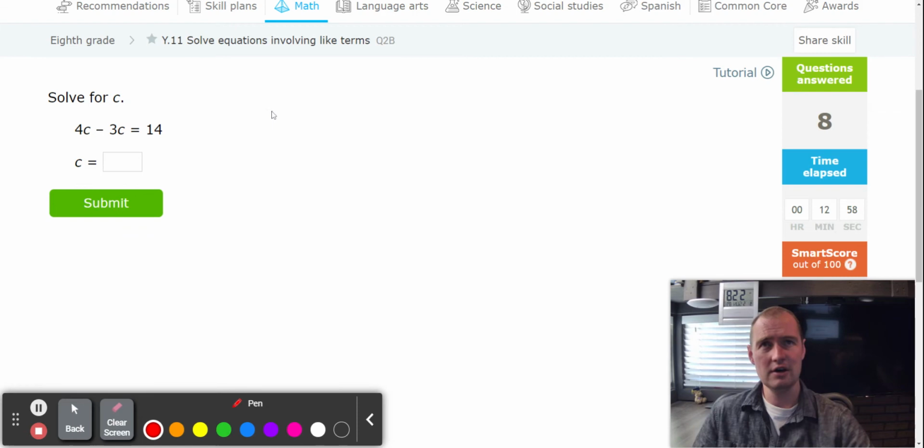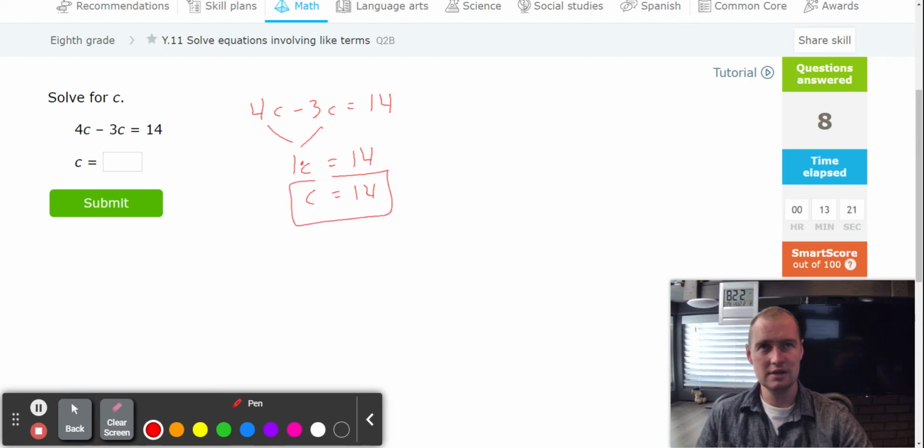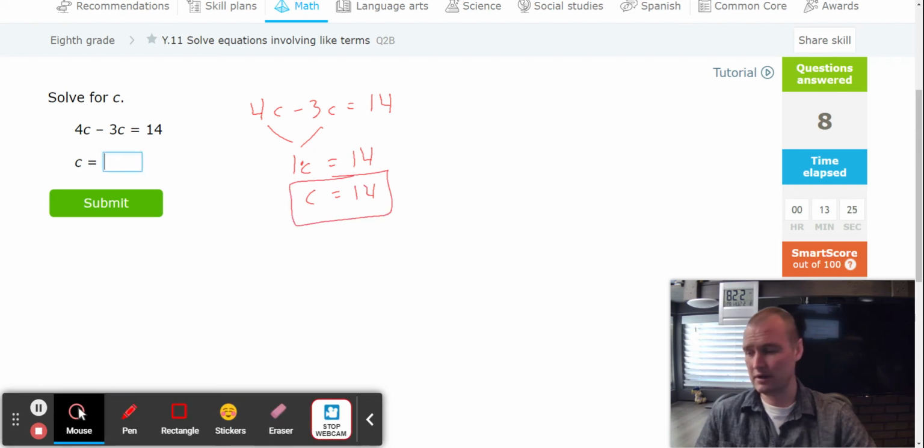All right, so we got 4 kitty cats minus 3 kitty cats equals 14. And 4 kitty cats minus 3 kitty cats is 1 kitty cat equals 14. And because we're multiplying by a 1, well, 1 times a c is just c equals 14. That one came out super nice. Once in a while you get a lucky break like that and you really appreciate it. So c equals 14.